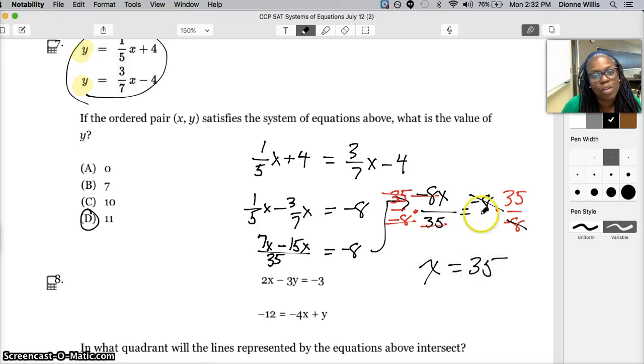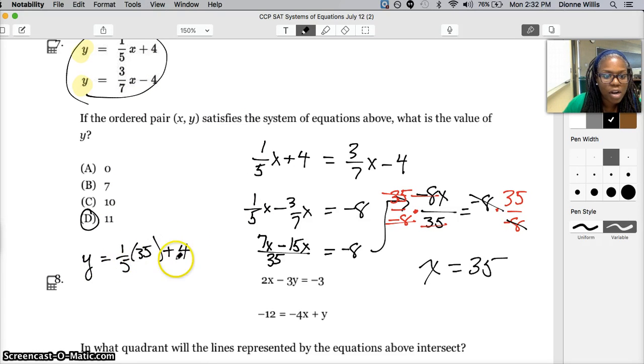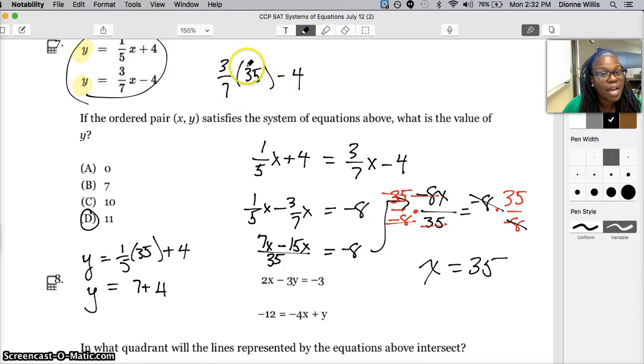Not our answer, not what we're looking for, but the cool thing is I can plug it back into either equation and solve for y. I'm going to use the first one because it's cuter. y is equal to 1 over 5 times 35 plus 4. These cancel, 7 plus 4. And just like we said, y is equal to 11. If you don't believe me, both would give me the same answer. 3 over 7 times 35 minus 4. 7 goes into 35 5 times. 5 times 3 is 15. So in essence, this is 15 minus 4, which again is 11.